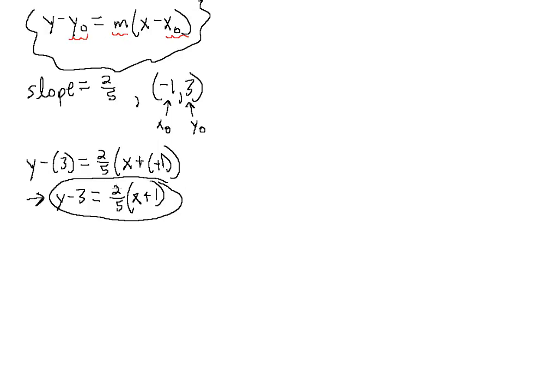We can go ahead and distribute this if we want to, but I like to keep it in this form because it's more compact, and we can clearly see that we have y on one side and x on the other. It just looks a lot neater. So let's take a look at another one.